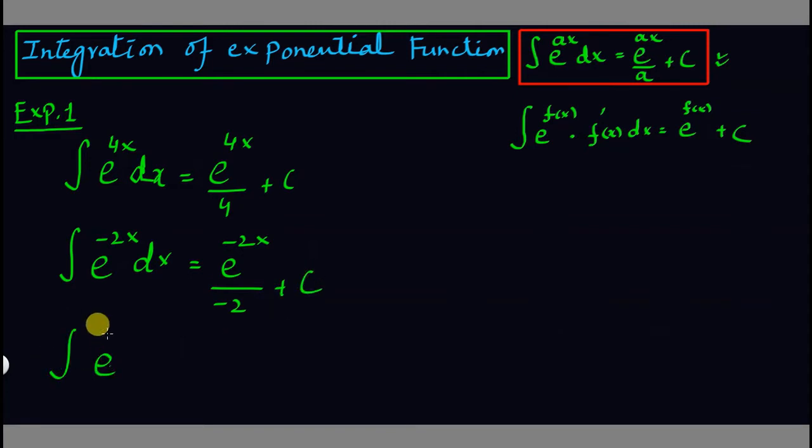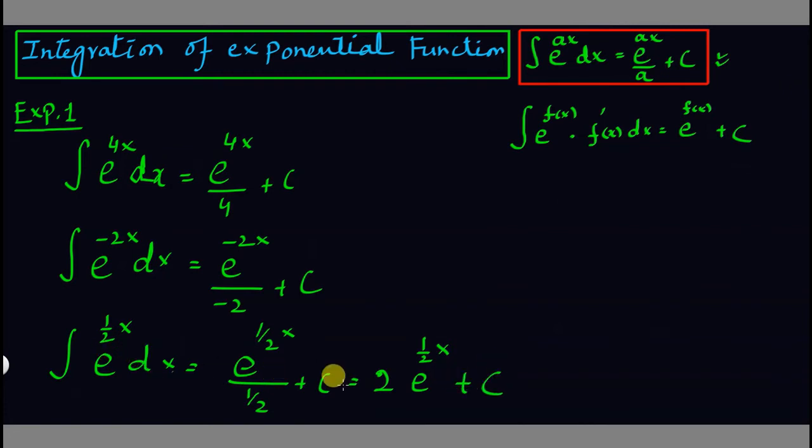Similarly, if you have e raised to power 1 by 2x dx, then you will get e raised to power 1 by 2x divided by 1 by 2 plus c, and finally after some simplification you will get e raised to power 1 by 2x plus c. So this will be your final answer. This is basically the rehearsal of the formula for e raised to power x, and this is a very simple way to find the result.